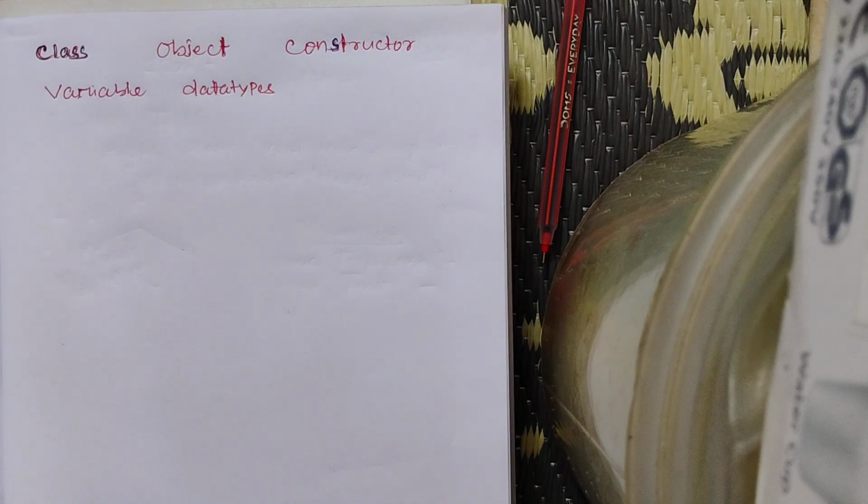I'm Chandan. So today we are going to learn class, object, constructor, variable and data types. So what is a class? You know, everything in Java is written inside a class. So class is a boundary. Or you can say class is a blueprint for creating objects.